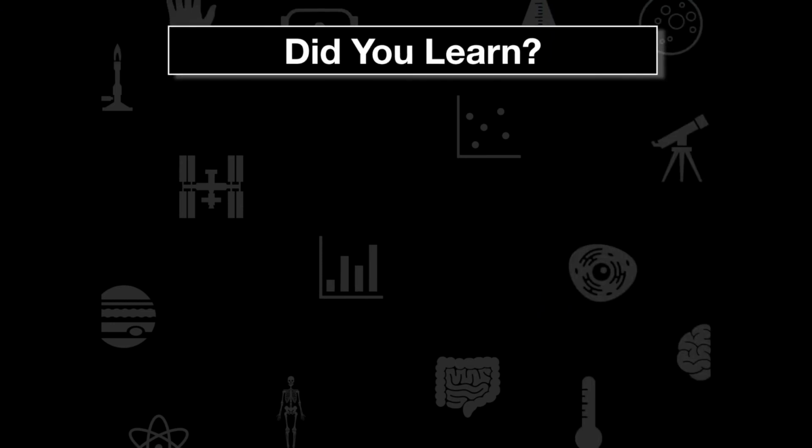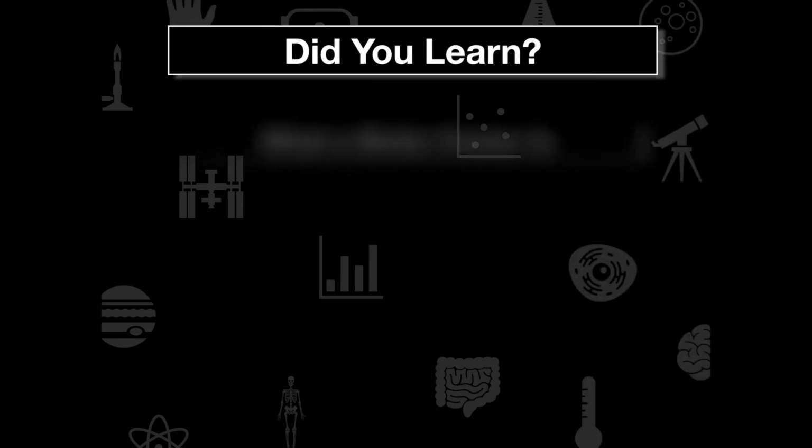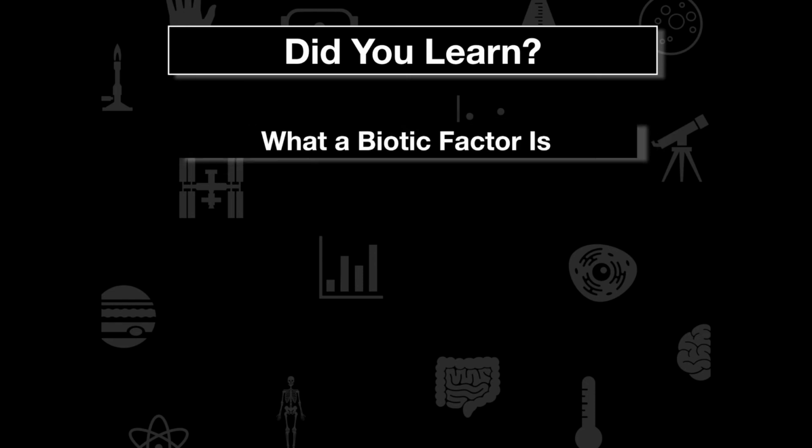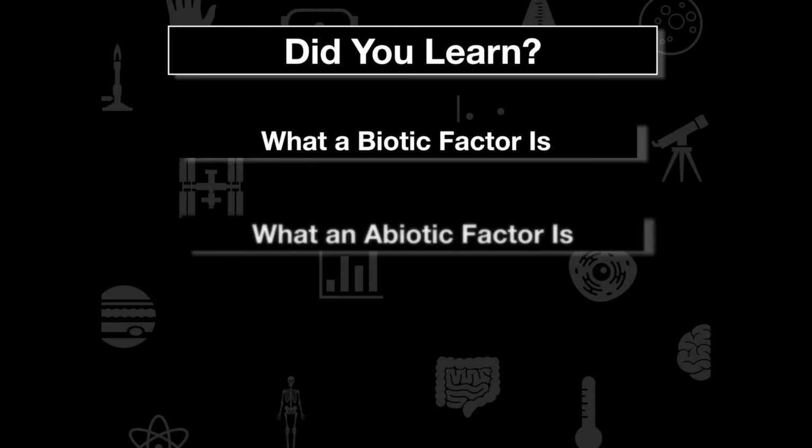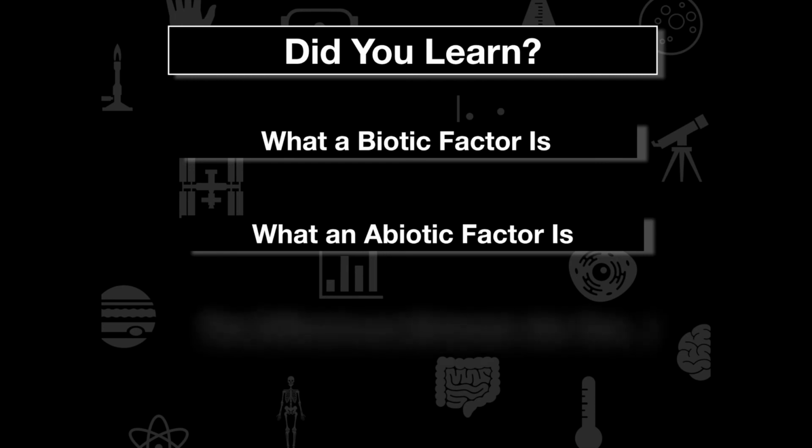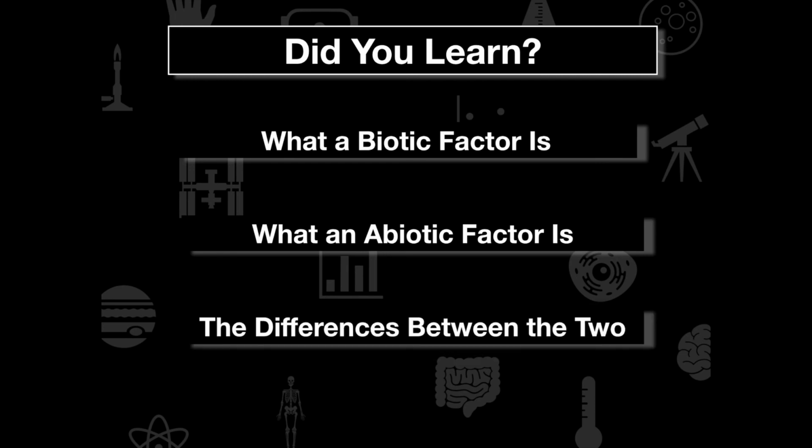All right, so this is going to be a slightly short video, but we wanted to learn a few things. Did you learn a couple of things? Did you learn what a biotic factor is? Did you learn what an abiotic factor is? And did you learn the difference between the two? If I were to give you an environment or an ecosystem, can we identify the abiotic and the biotic factors?